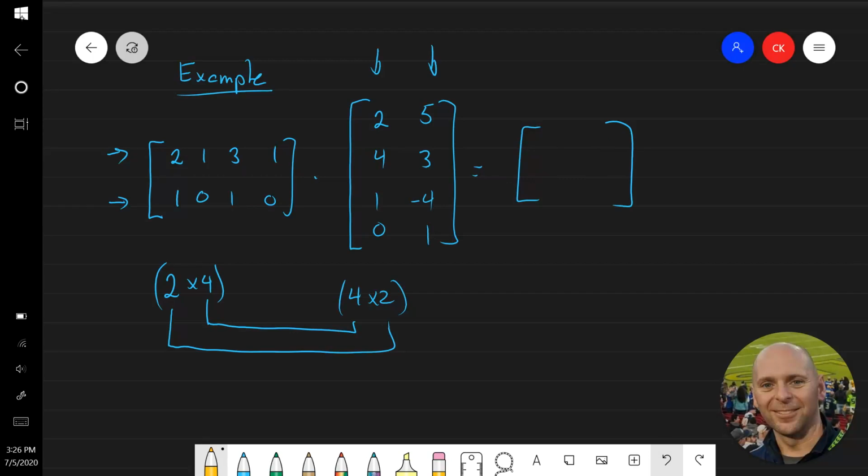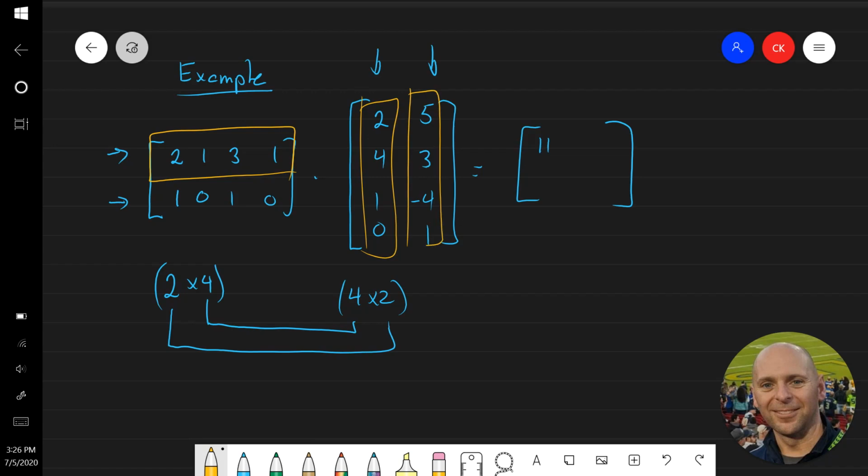Again, we just have to think about this product as a row times a column repeated over and over again. So I'll take the first row and multiply it times the first column. These are the same numbers we used before, so we know that this product ends up being 11. And now we'll take the first row times the second column. Again, we've used these numbers before, and we know that product was equal to 2.